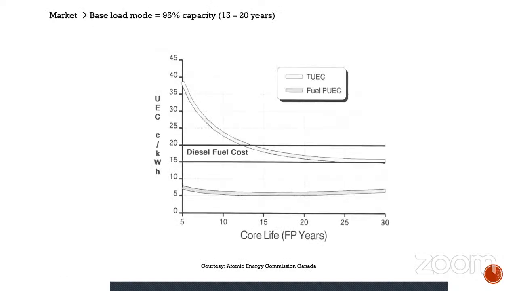Now these are some market figures, the amount of base load. If you take a base load of 95% capacity and run it for 15 to 20 years, then this is the core life, and these are the diesel fuel costs per kilowatt hour. The nuclear fuel actually decreases the cost.